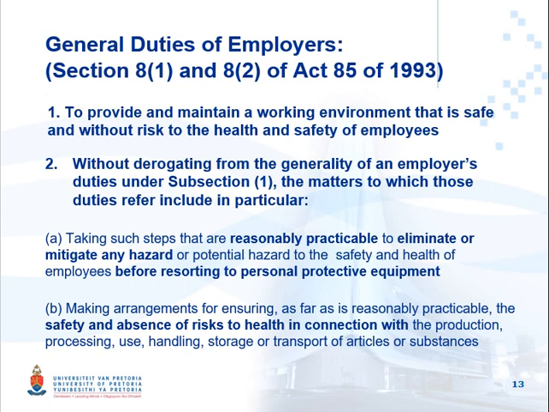So in 2, those duties include, in particular, A and B. A is taking such steps that are reasonably practicable, as we mentioned, to eliminate or mitigate any hazard or potential hazard to the safety and health of employees before resorting to personal protective equipment. B, making arrangements for ensuring, as far as is reasonably practicable, the safety and absence of risk to health in connection with the production, processing, use, handling, storage, or transport of articles or substances.